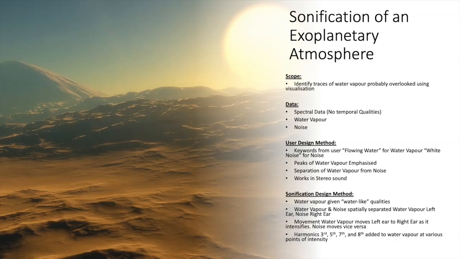Water vapor was spatially separated from the noise, placing the water vapor on the left ear, noise on the right. When water vapor increased in intensity, it moved from left to right ear, and the peaks were emphasized by adding harmonics of the third, fifth, seventh, and eighth. This was added to the signal, and it proceeded along the stereo field. The noise moved from right to left ear as it became more intense.